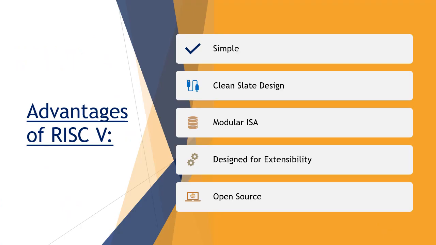Here we're going to talk about the advantages of RISC-V. First of all, it is simple because it is far smaller than the other ISAs. It has a clean slate design because it has a clear barrier between the user and the ISA, and it is not technology dependent. It has a modular ISA because it has a small base and a lot of options and extensions. It is designed for extensibility because it has a very variable length instruction encoding and it has a vast opcode.